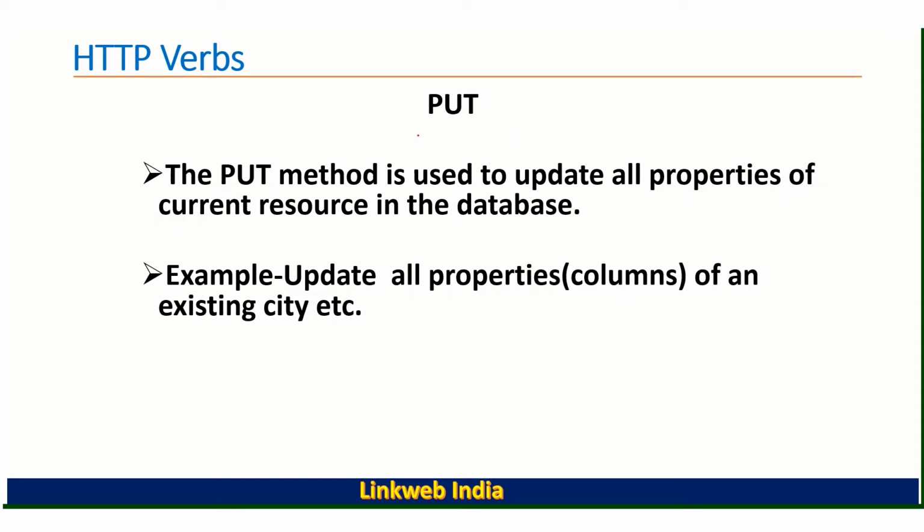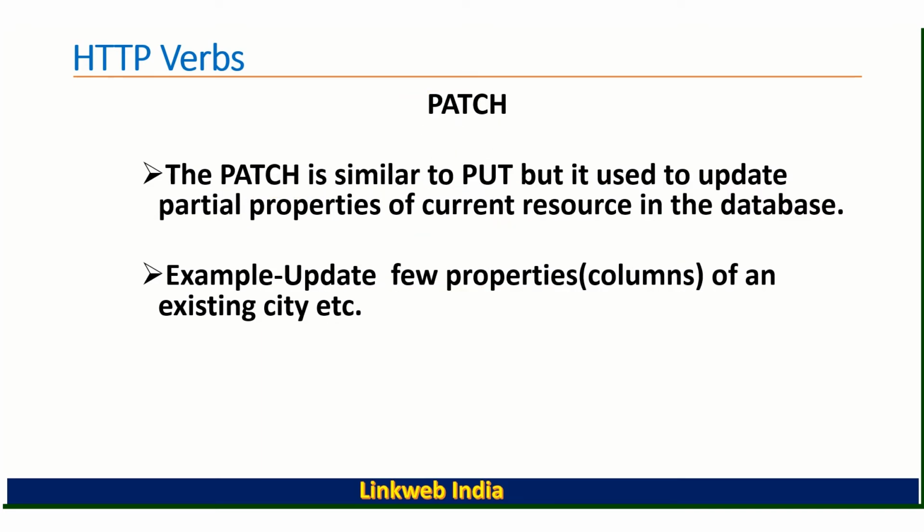Third one is PUT. Basically, the PUT method is used to update all the properties of the current resource in our database. Example, update all the properties or columns of our existing cities. Suppose we have multiple cities in our city table, and in that table we want to update all the properties of our cities. So in that case we have to use the PUT method. Clear?